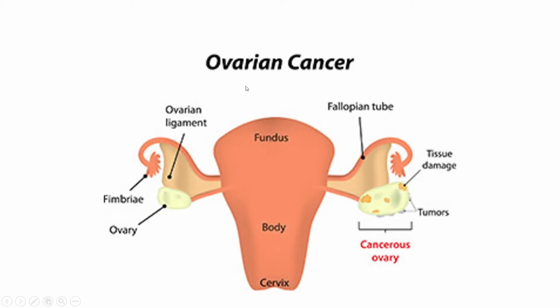You can see a normal ovary here. This is the cervix, this is the body, this is the fundus, this is the ovarian ligament, this is the fimbriae, this is the ovary.